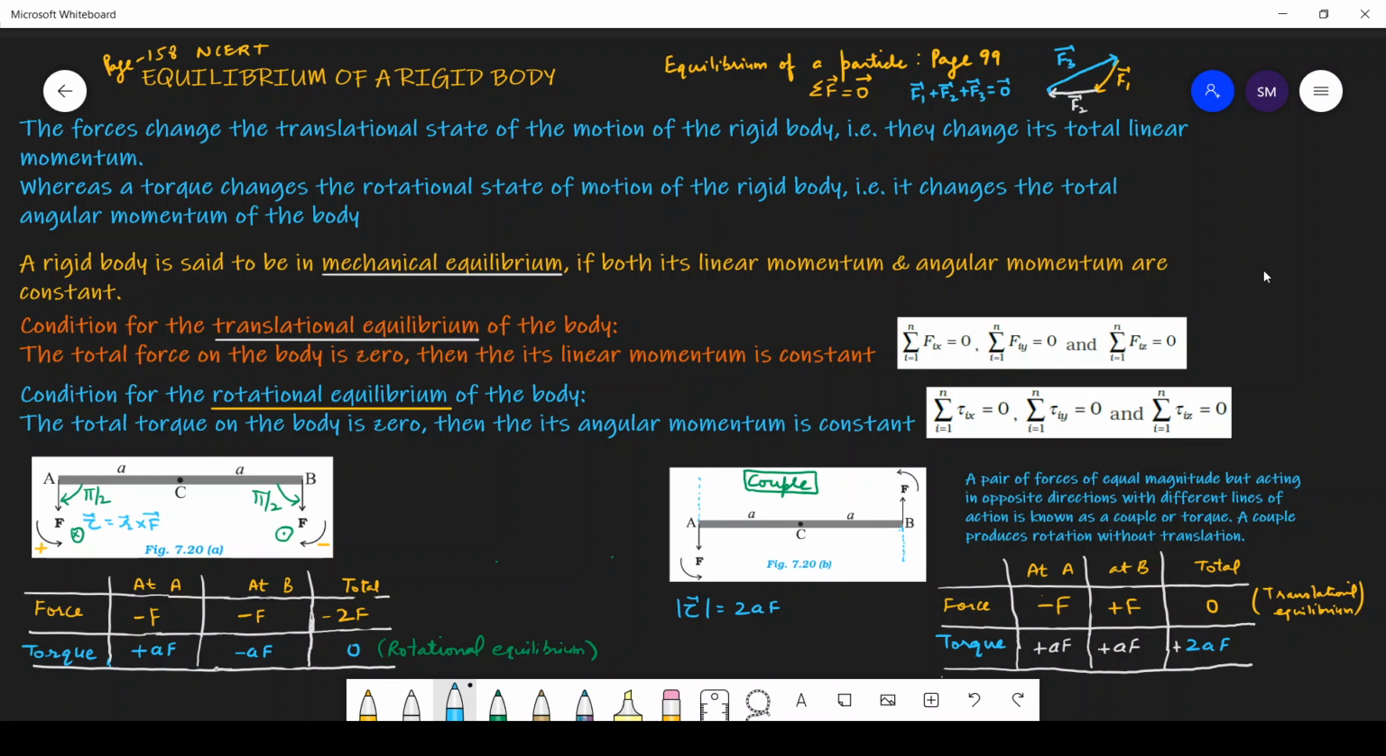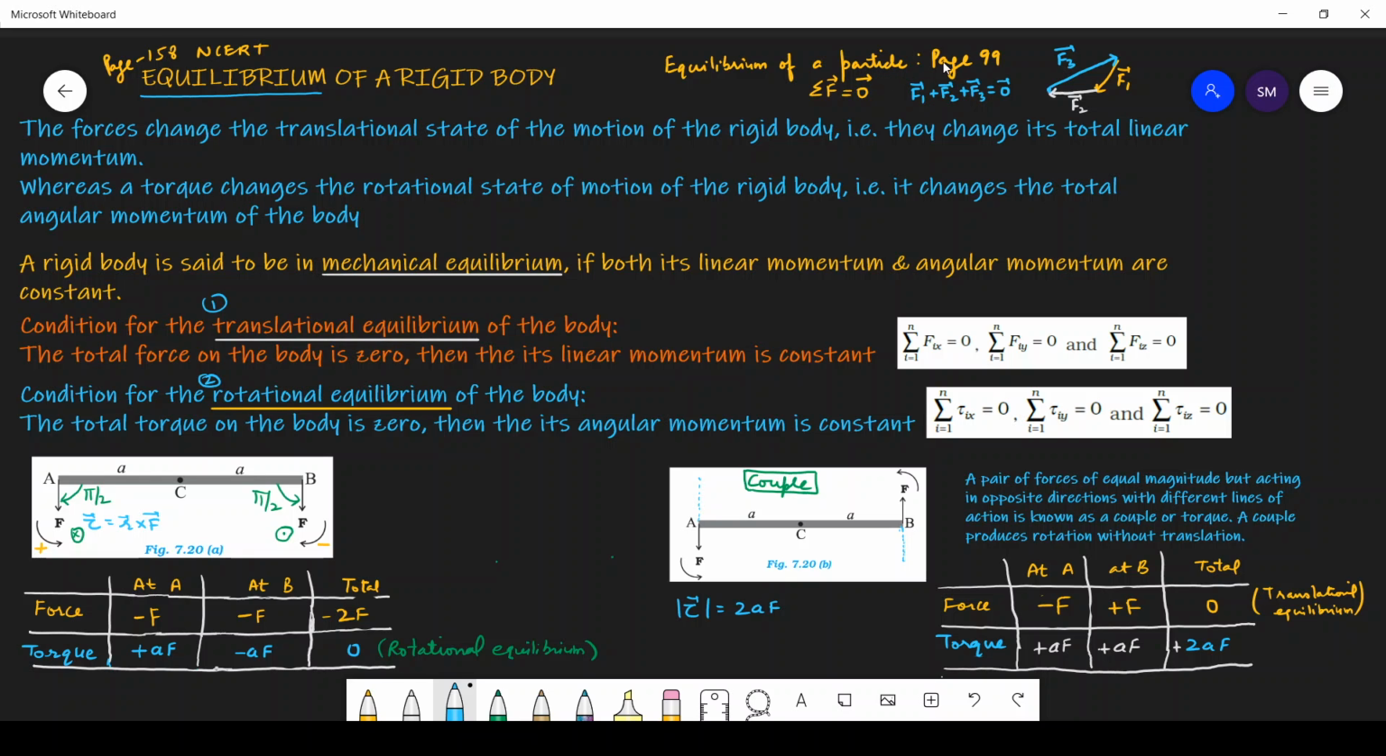So when I talk about equilibrium of a rigid body, I'm talking about mechanical equilibrium. And mechanical equilibrium will be there when there will be translational equilibrium and rotational equilibrium. Translational equilibrium we have already studied.